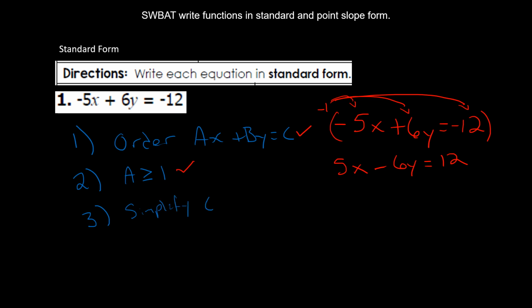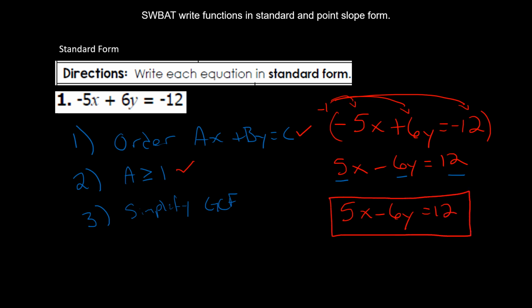And for our last step, we want to make sure that we simplify. So we're looking at that greatest common factor. Well, I look at 5, 6, and 12, and I want to think, is there a factor that divides 5, 6, and 12? Well, factors of 5 would just be 1 and 5. 6 is not divisible by 5, and 12 cannot be divided by 5 either. So this is good. We have 5x minus 6y equals 12.